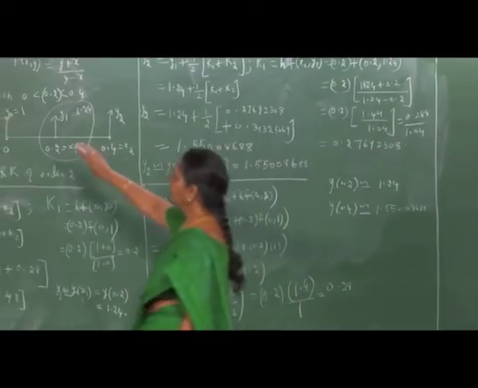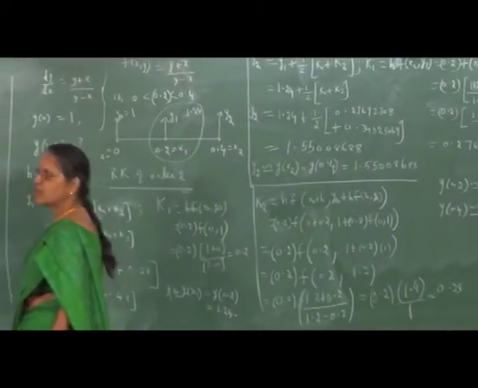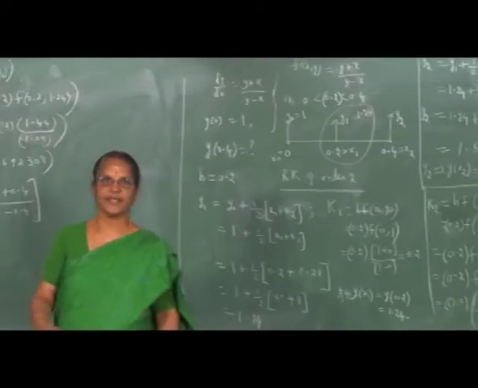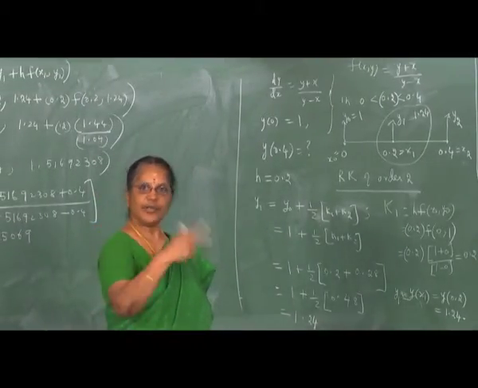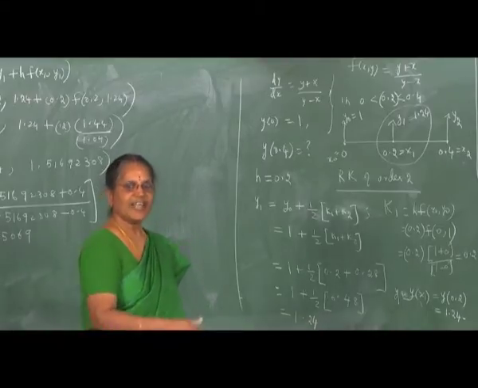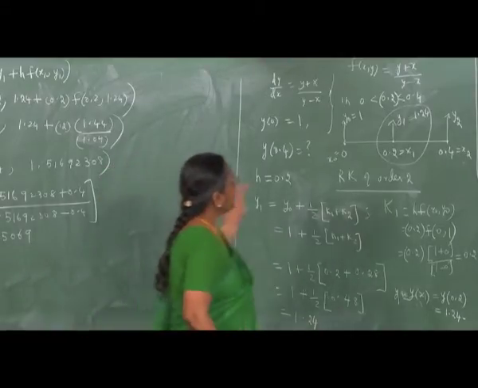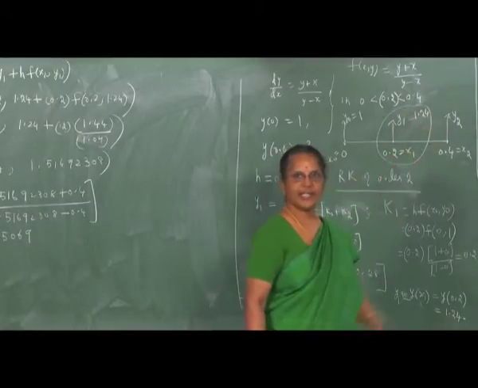So, you have to carefully work out the details by substituting the values of xi and yi and computing the function f of xi yi while evaluating k1 and k2.